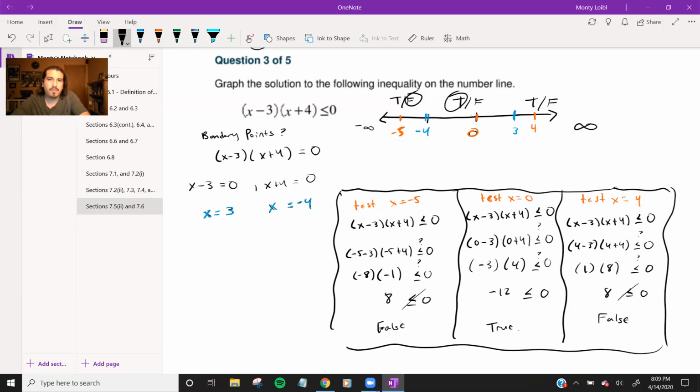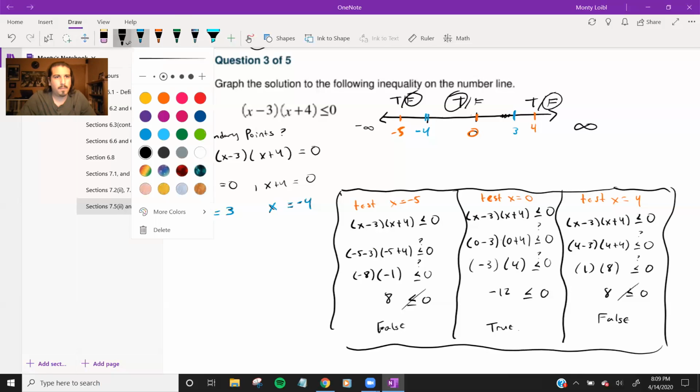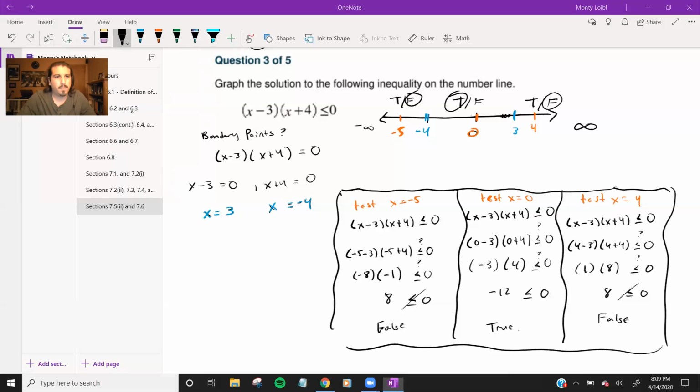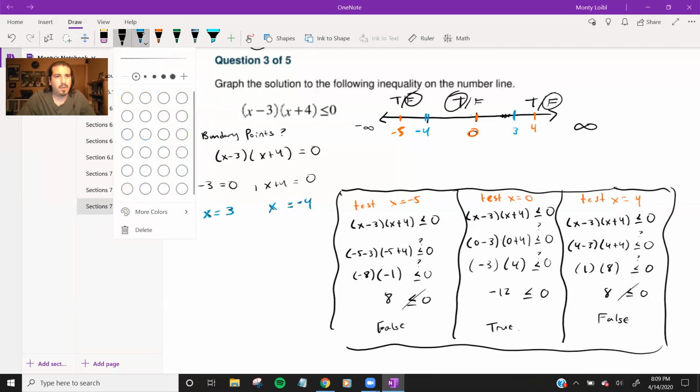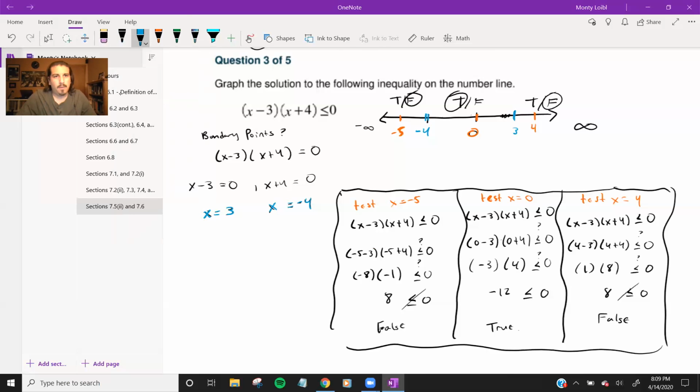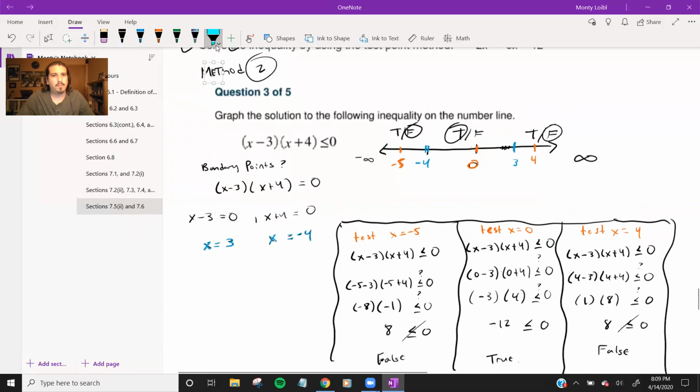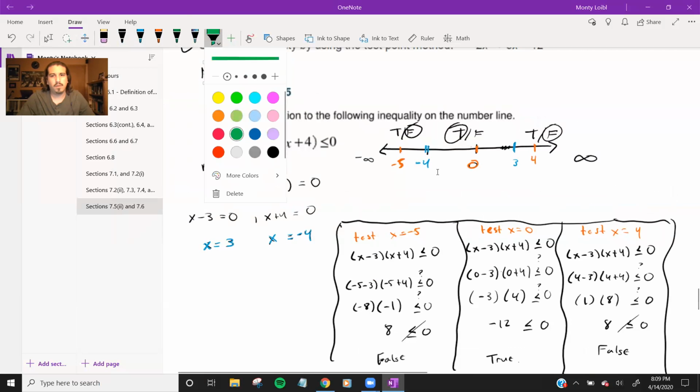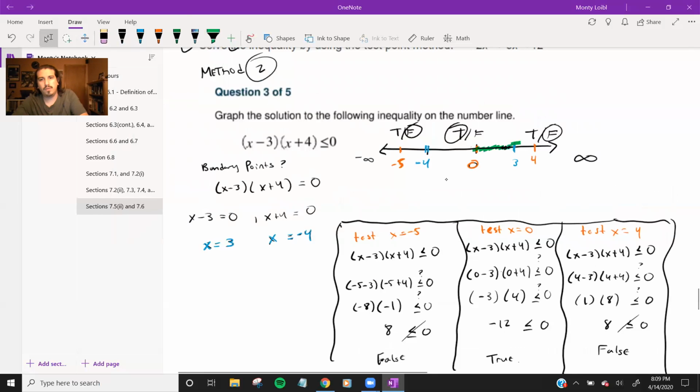So graph the solutions to the following inequality on the number line. Well, true, false, true, or false, true, false, right? It's true in the middle. That means our solution is going to be here. Oh gosh, I meant green. So you want to go ahead and graph that on your number line. All right, so your solution's here.